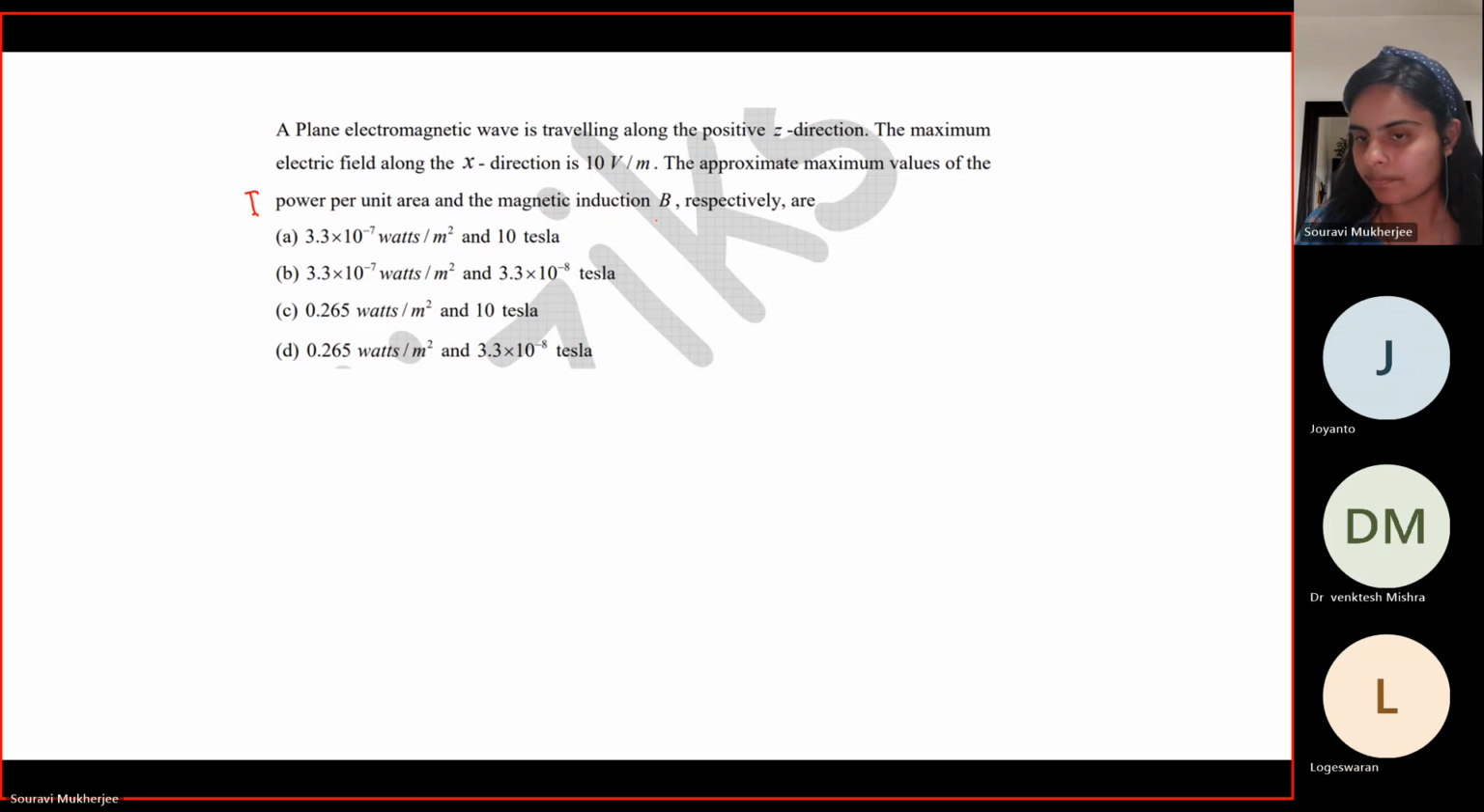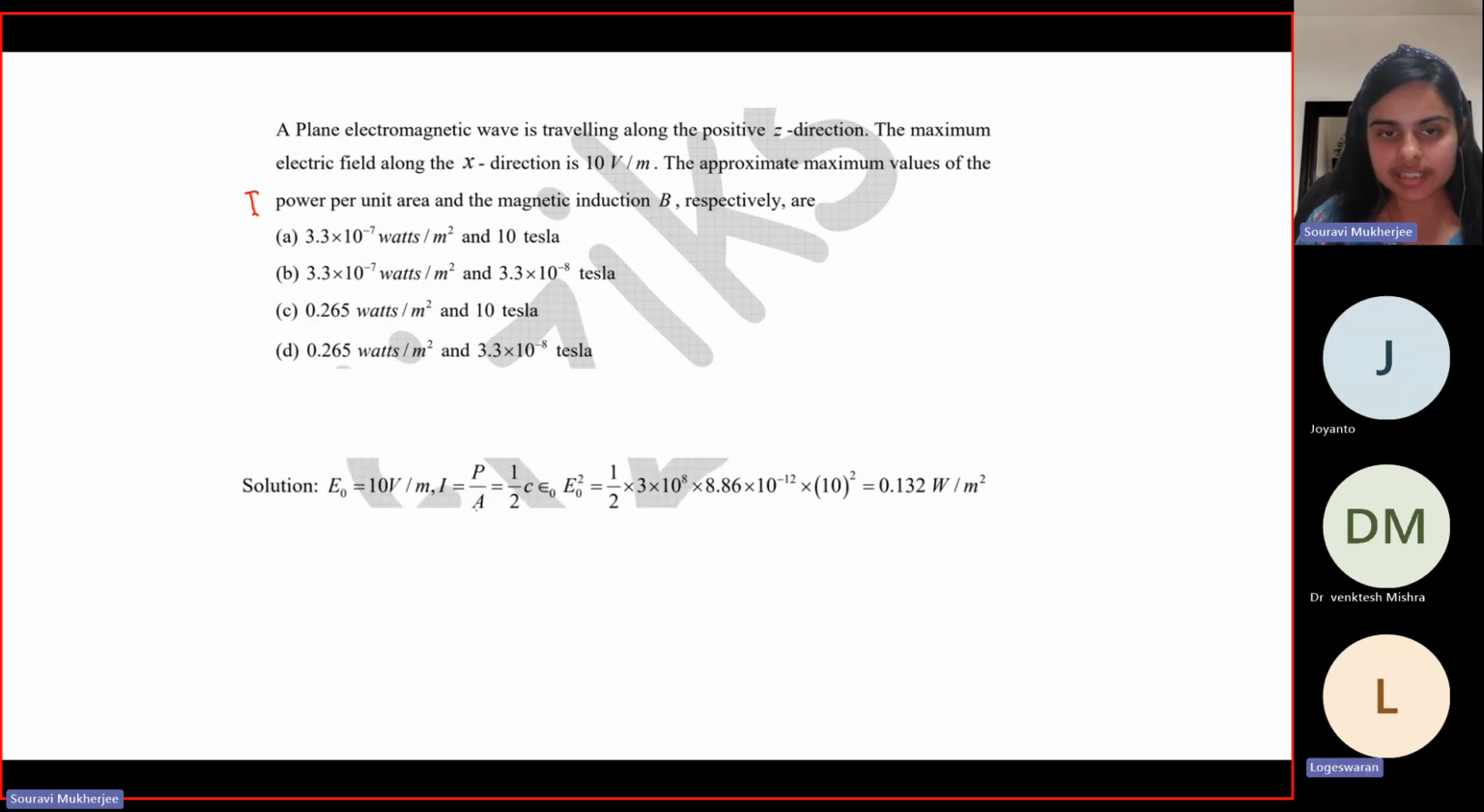It's one by two, the ratio, velocity into E. Okay, so let's see. So the first relation is that intensity is related to the electric field by this relation. This is something which we discussed in the last few slides. So if the electric field is given, you can use this relation to find the intensity. So that would give you the first part of your answer.